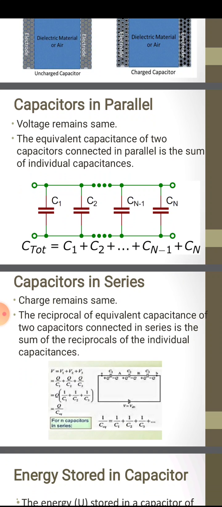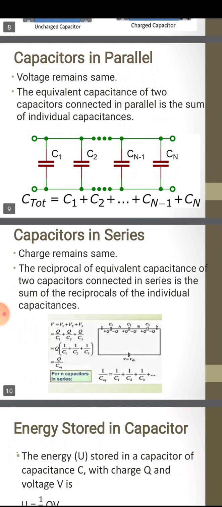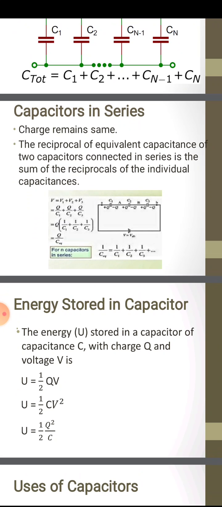Using the formula Q is equal to C into V, and V is common to all, we can have the total capacitance as C1 plus C2 and up to Cn. So if we want to have more capacitance, then the capacitors are combined in parallel. Also, they can be grouped in series.